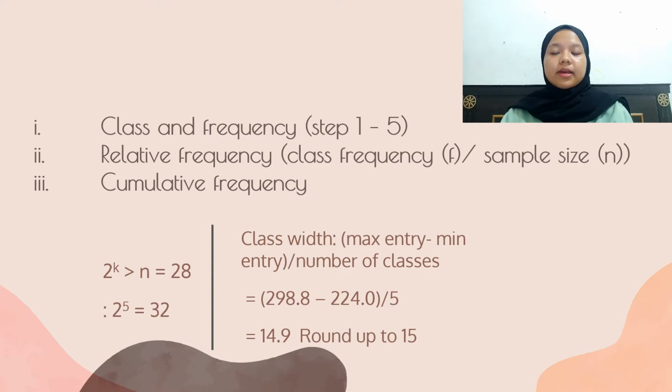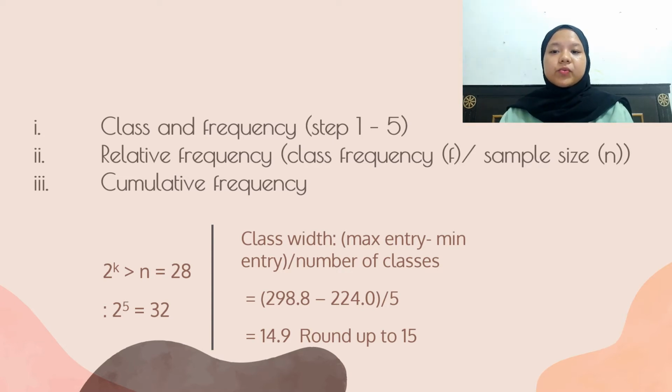As you can see in this slide, as I mentioned before, we will show you three tables. For the first one, we determined the classes and did the frequency distribution using the 5 basic steps. For the second one, we will show you the relative frequency table, where to get the relative frequency we divide the class frequency by the sample size. And the third table that we will show is the cumulative frequency.